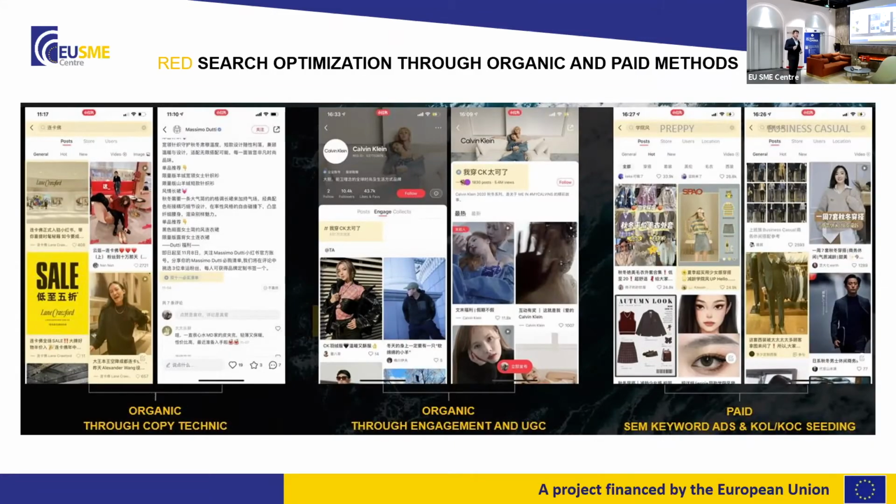So search is extremely important. Make sure that your naming for your brand is exactly the way you want it to be. Do your research beforehand to make sure that your Chinese name is a singular Chinese name. It's not confused with any other brands. Because when search is done, it could be through your copy, it could be through organic content created by UGCs, it could be your page through your seeding and KOLs and KOCs. But make sure it's consistent. Make sure it can be found, and make sure it's you that is being found.